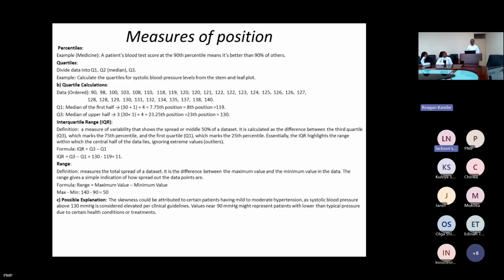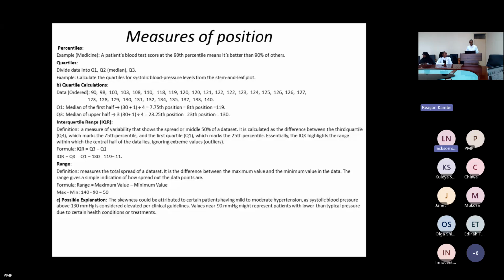The interquartile range measures variability and shows the spread of the data set. The interquartile range is calculated by subtracting the lower quartile from the upper quartile, which is Q3 minus Q1. In this case, our Q3 is 130 and our Q1 is 119, which gives us 11.